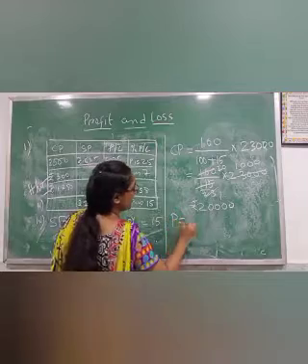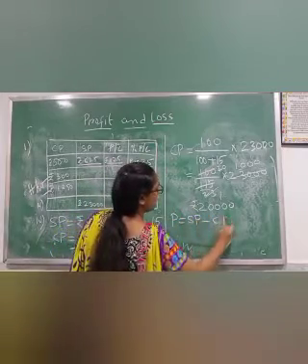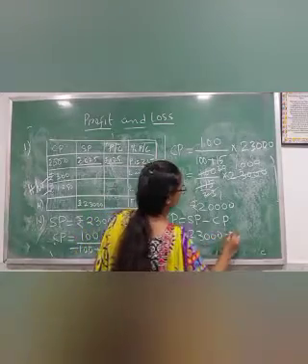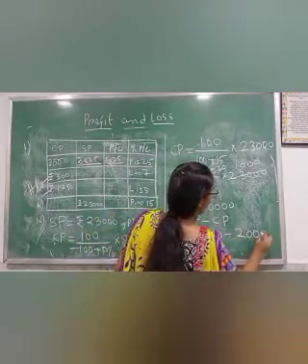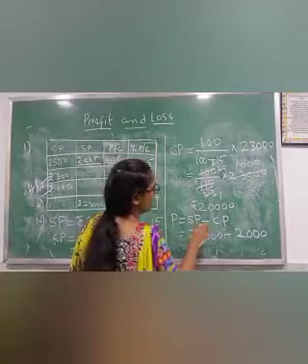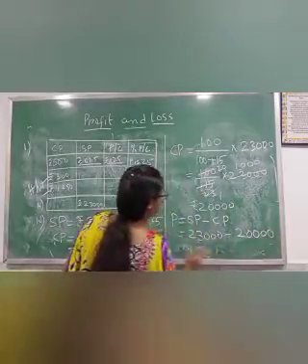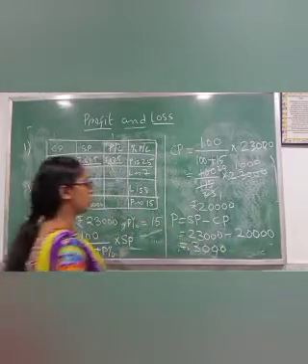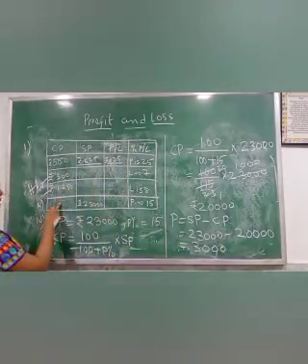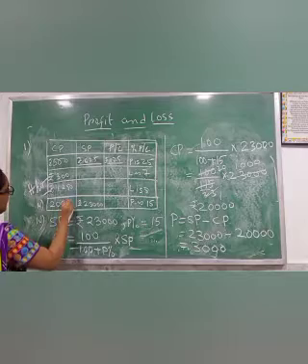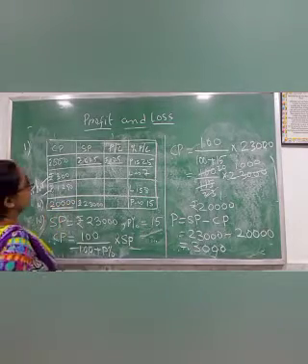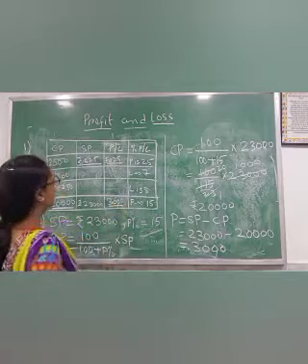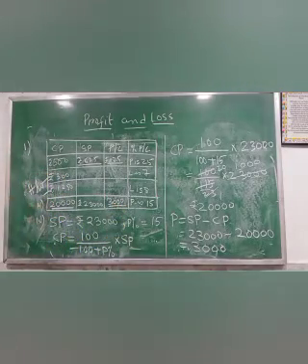Now the profit formula is SP minus CP. SP is 23,000 and CP is 20,000. Then the profit we will get is 3,000. So CP we are getting 20,000 and profit we are getting 3,000. These two are homework, complete this one.